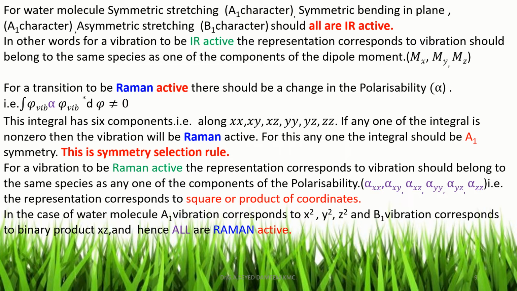In the case of the water molecule, the A1 vibration corresponds to x square, y square, z square, which is observed from the fourth column of the character table, and the B1 vibration corresponds to the binary product xz, and hence all are Raman active. So in the water molecule, the symmetrical stretching vibration and symmetrical bending vibration have A1 character, and the asymmetrical stretching has B1 character. All are IR active and Raman active, because these representations have the coordinates x, y, z and the squares of coordinates. Therefore, the vibrations corresponding to these two A1 and B1 representations are IR and Raman active.